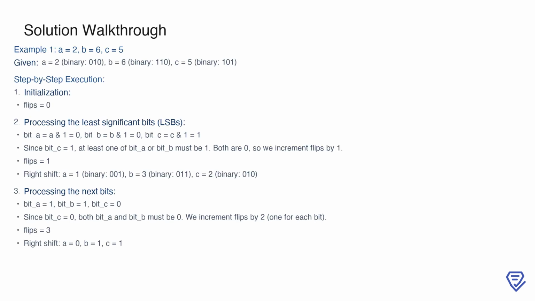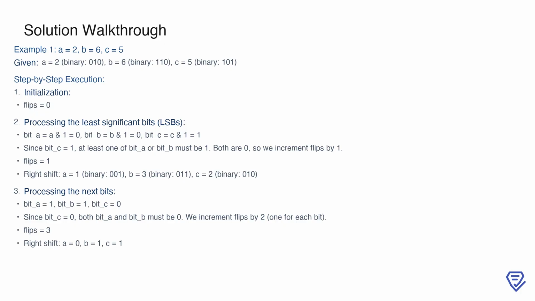Here, we start with the first example where A is 2, B is 6, and C is 5. In binary, these values are represented as 010, 110, and 101, respectively. Initially, we set the flips counter to 0. Now, let's process the least significant bits of A, B, and C. We see that bitC is 1, which means at least one of bitA or bitB must also be 1. However, both bitA and bitB are 0, so we increment the flips counter by 1. After this step, flips becomes 1.